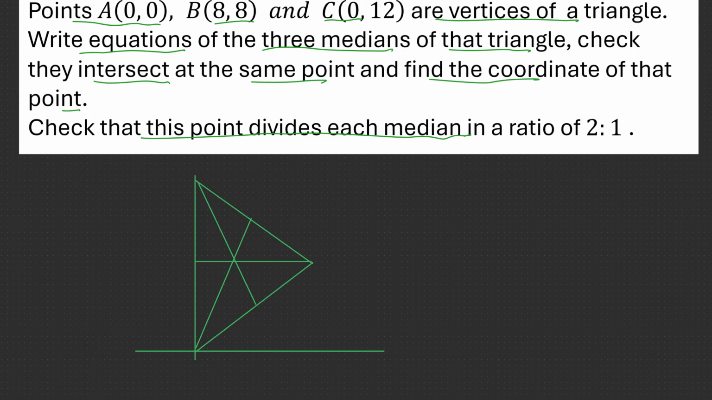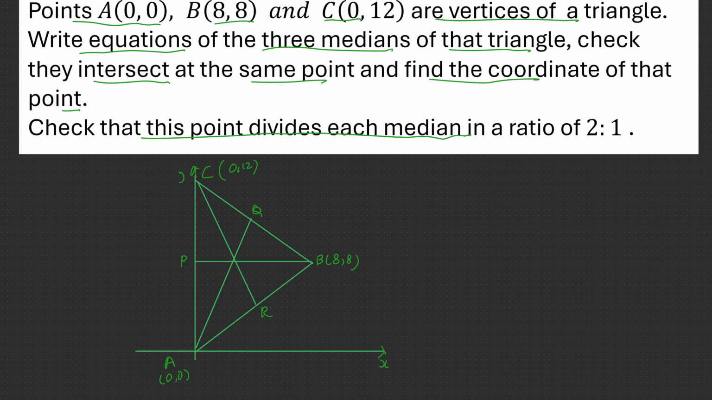So those are the medians, and now to name them, so that's x, and that's y, and that's point A, and that's point B, and point C, then 0, 12. So the midpoints, we can call them P, Q, and R.